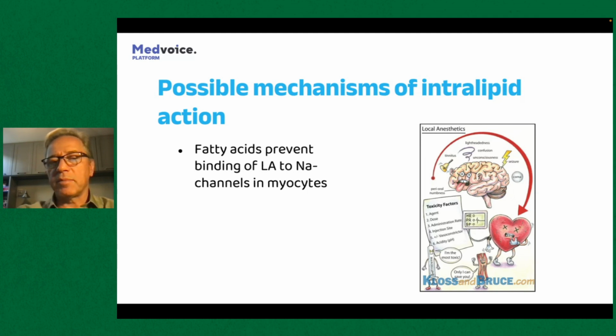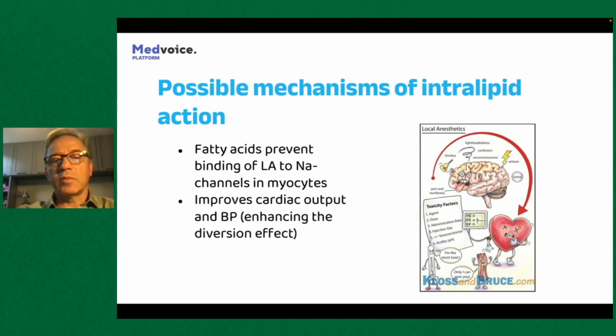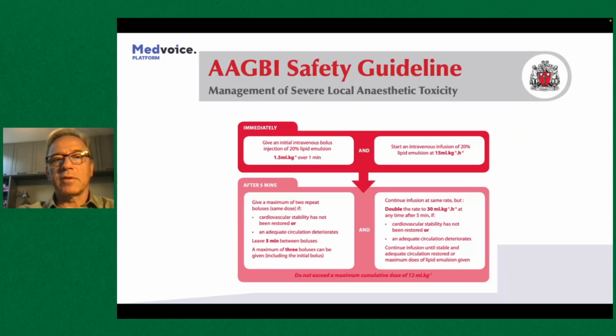Also, fatty acids prevent binding of local anesthetic to sodium channels in myocytes, improving cardiac output and blood pressure, enhancing the diversion effect. Righty-ho. In the UK, we have the AAGBI safety guidelines on management of severe local anesthetic toxicity, and it tells you to give 20% lipid emulsion at the dose of 1.5 milligrams per kilogram over 1 minute. And then after that, start infusion of lipid emulsion at the rate of 15 mils per kilogram per hour.